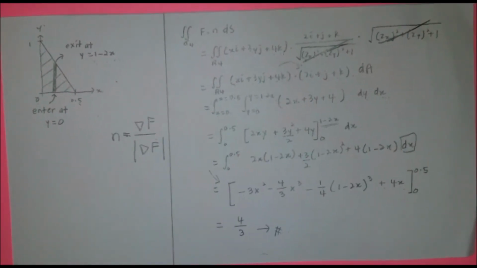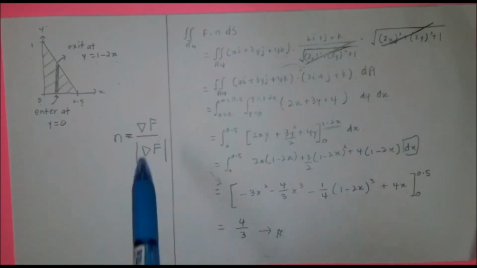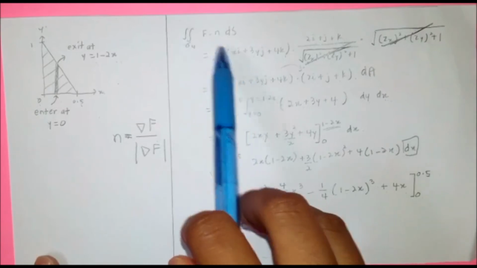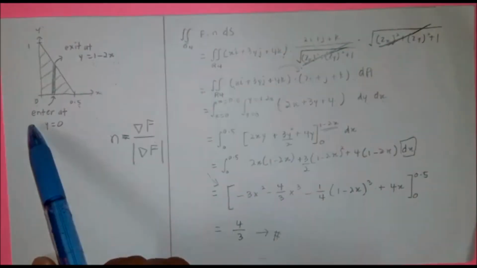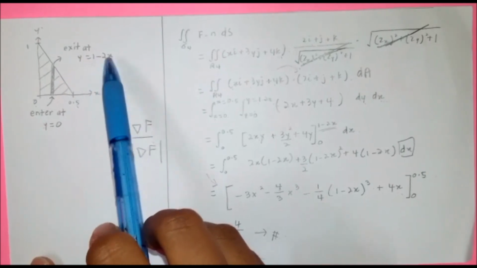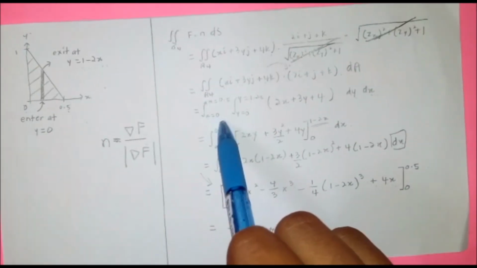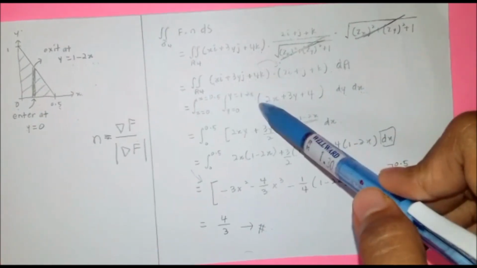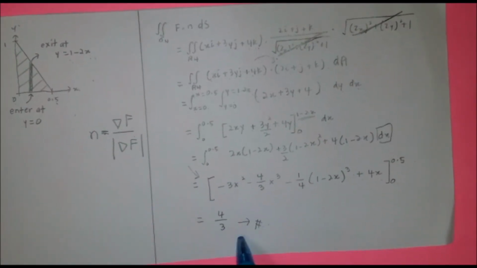Okay, from the previous diagram, after we find the gradient, we substitute into this formula to get the value of n. So for the double integral, we know that it enters at y equals 0 and leaves at y equals 1 minus 2x. And the limit for x is from 0 to 0.5. So as usual, we substitute the value into this, and after integrating, we get the value 4/3.